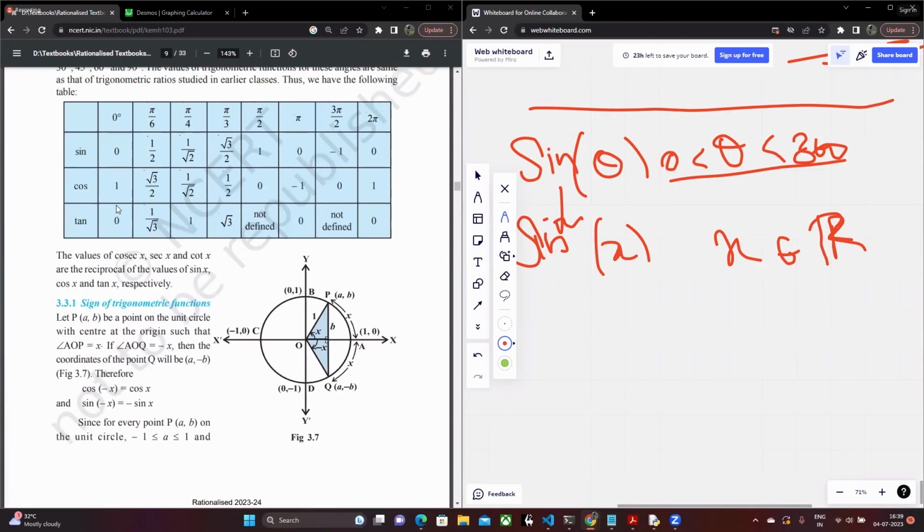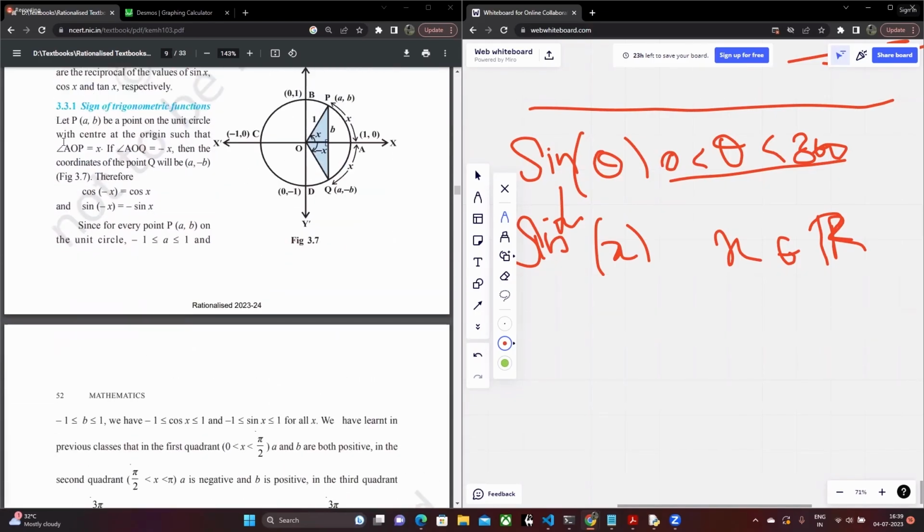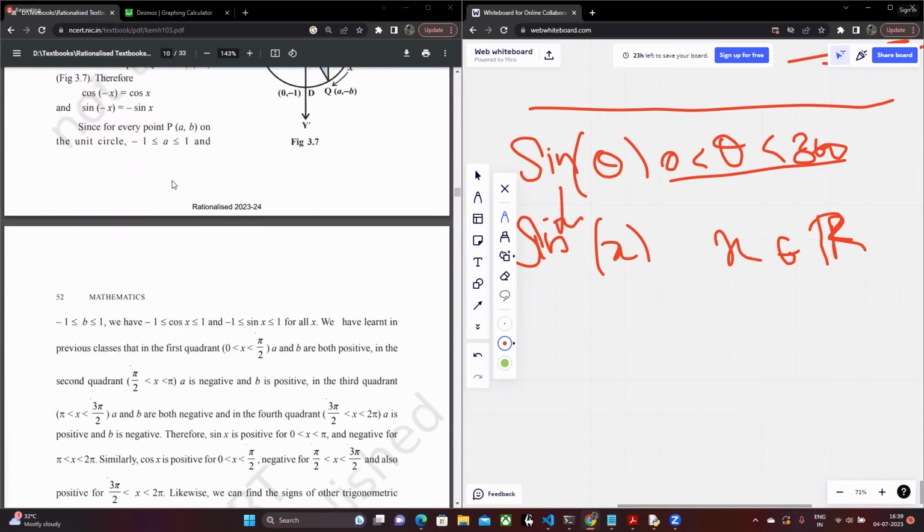And you have the handy table over here. But instead of 0, 30, 45, 60, you have 0, pi by 6, pi by 4, pi by 3, pi by 2, pi, 3 pi by 2, and 2 pi. But it's the same table. It's the exact same table. There's no difference. And coming to the next part, that's the signs of the trigonometric functions.